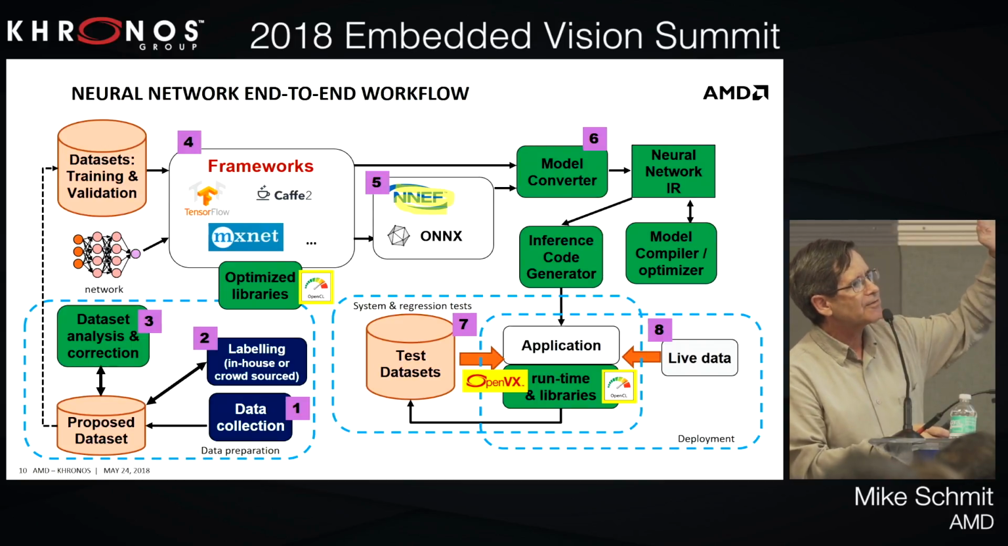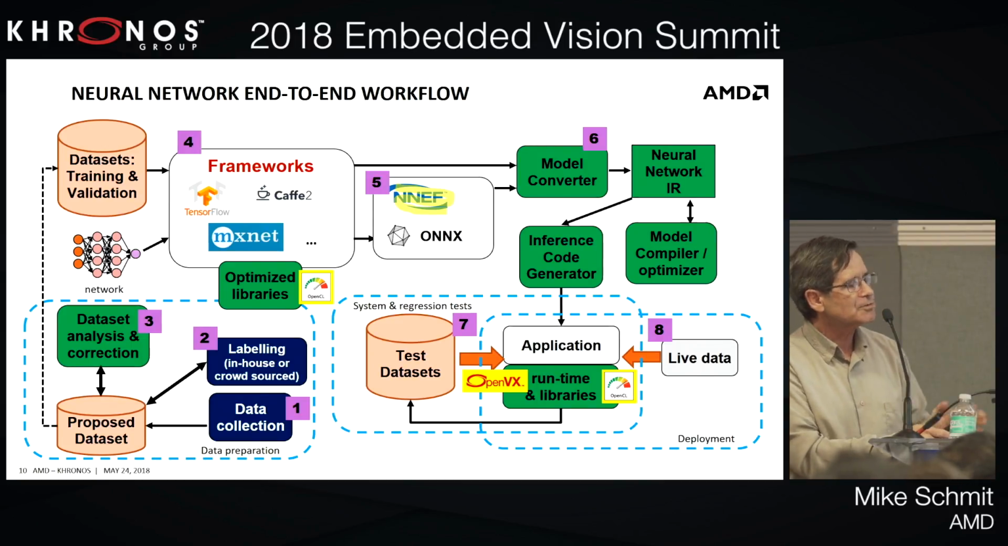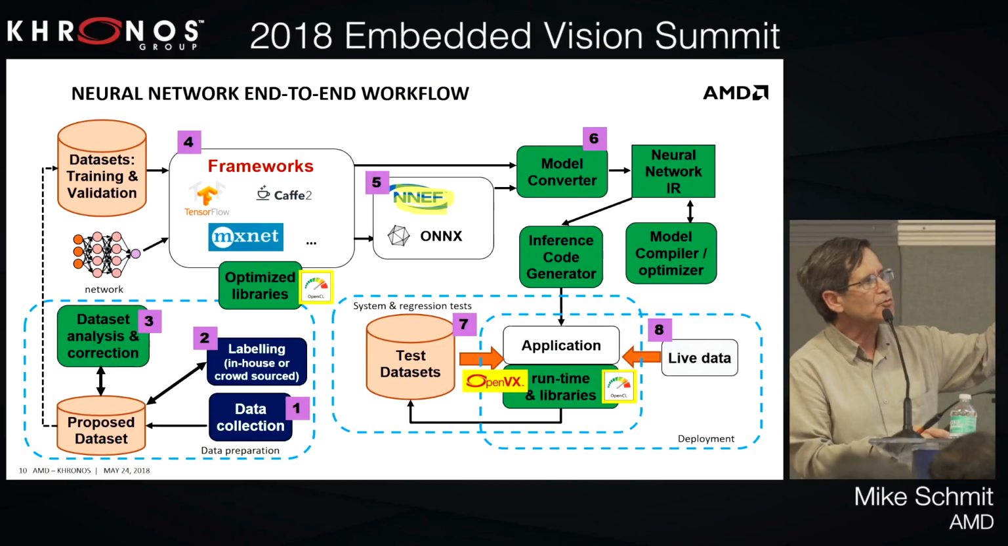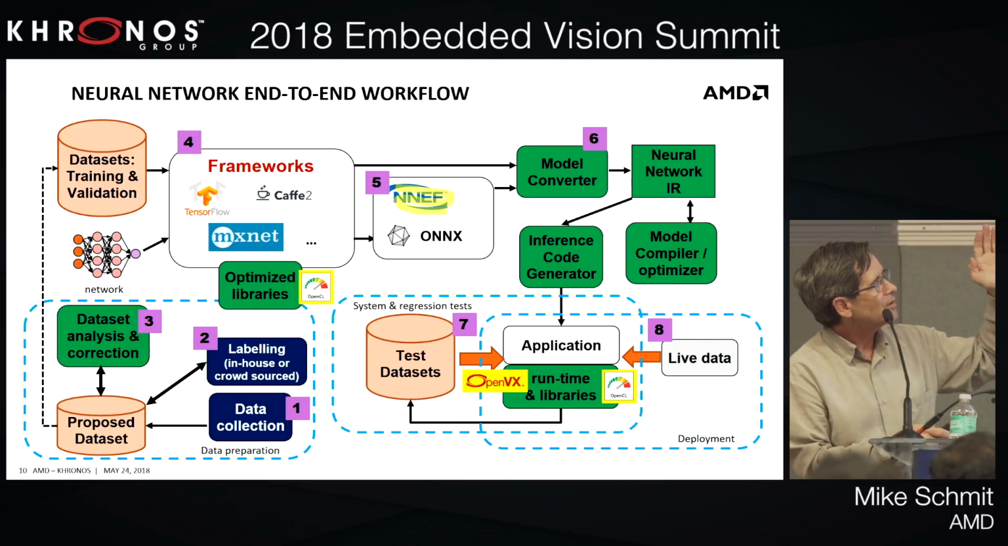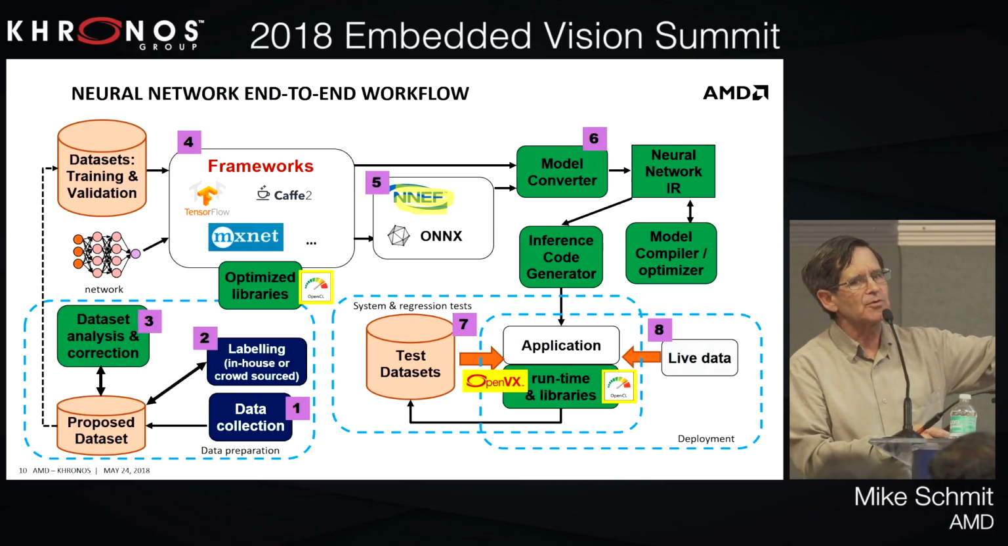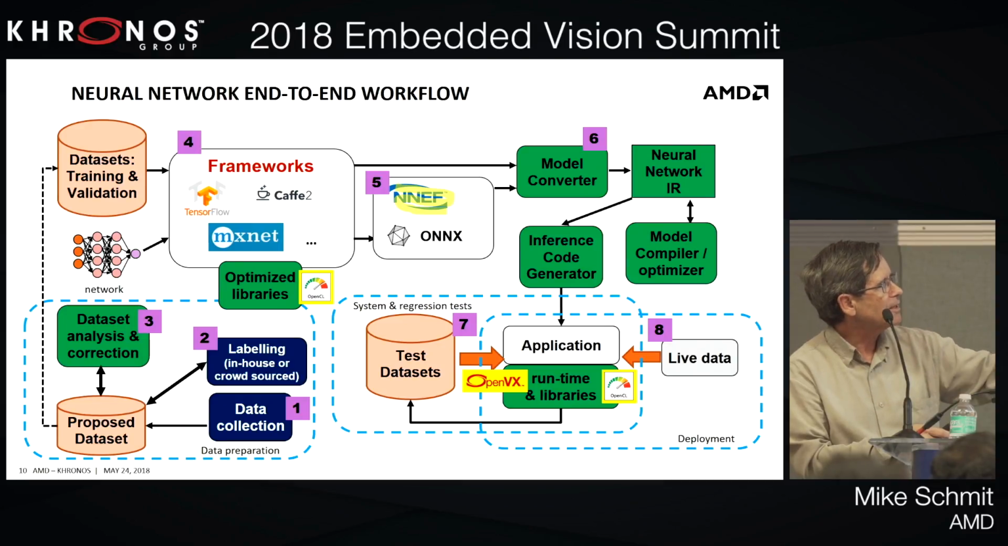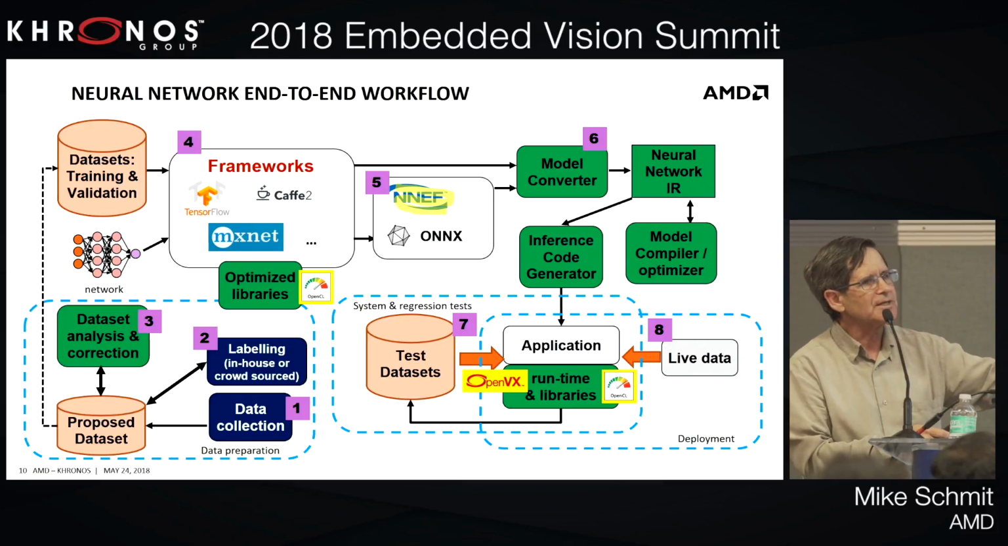Then you send it off into your framework for training. You run your training on it. You get it into an interchange format of some kind. You then run it through a model compiler tool that generates your actual code that you're going to run on your target machine. You then put it on the target machine, and you run a bunch of test data through it and make sure that your application works.